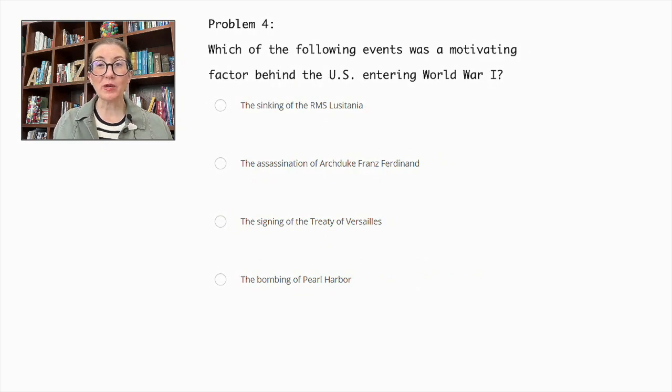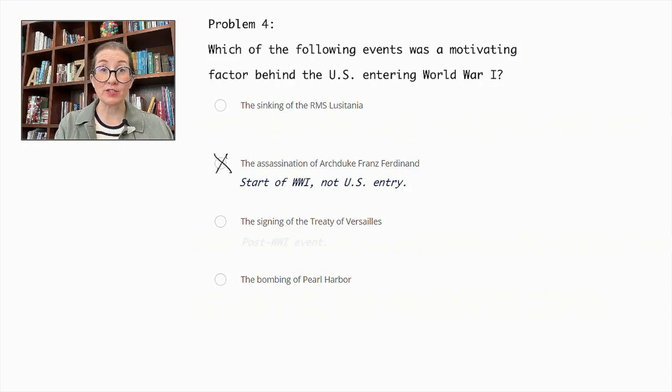Problem number 4. Which of the following events was a motivating factor behind the U.S. entering World War I? The sinking of the RMS Lusitania, the assassination of Archduke Franz Ferdinand, the signing of the Treaty of Versailles, or the bombing of Pearl Harbor. The assassination of Archduke Franz Ferdinand in 1914 triggered the start of World War I, but did not directly involve the United States. So let's cross that out. The signing of the Treaty of Versailles happened after World War I ended in 1919, and thus could not have been a motivating factor for entering the war. So that is incorrect as well. The bombing of Pearl Harbor occurred during World War II in 1941 and was the catalyst for the United States' involvement in World War II, not World War I. So let's eliminate that as well.